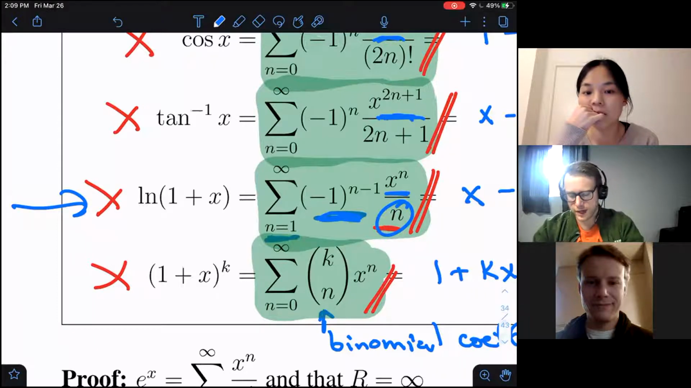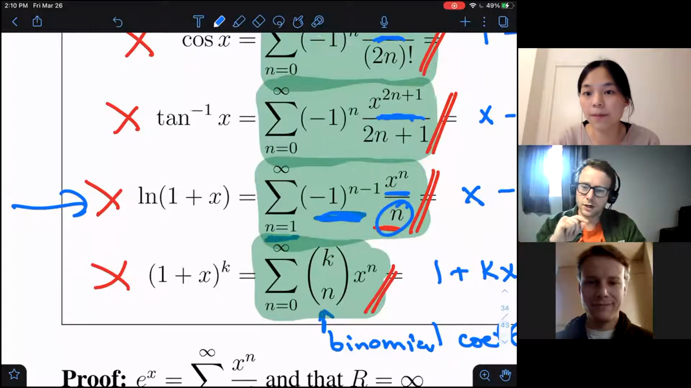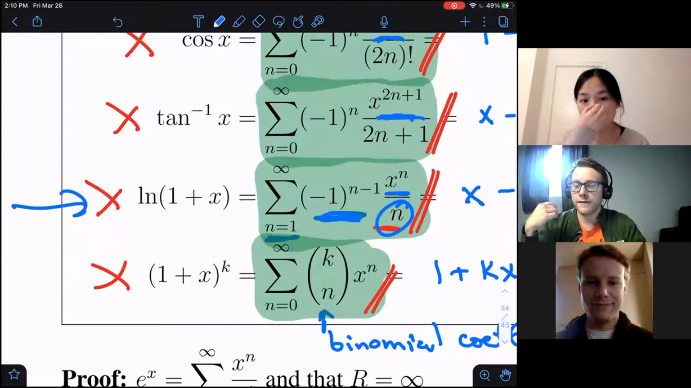There's also a few other things I would be worried about: the alternating pieces lining up correctly, and also the fact that this starts off at 1 rather than 0. So there's a few other smaller things, but my main concern here, one thing that really can't be reconciled so well, is the fact that you have just an n in the denominator and not an n factorial. That's really the deal breaker.